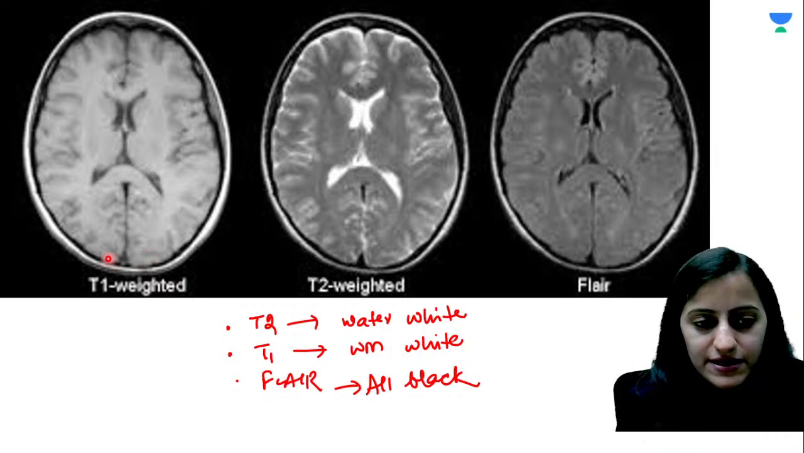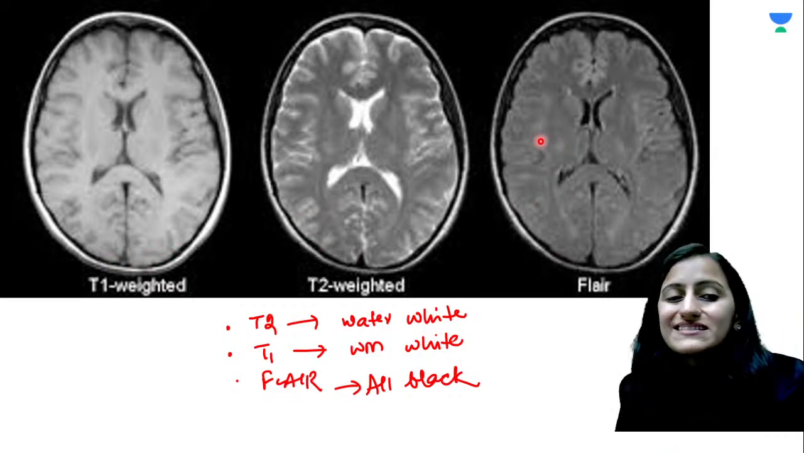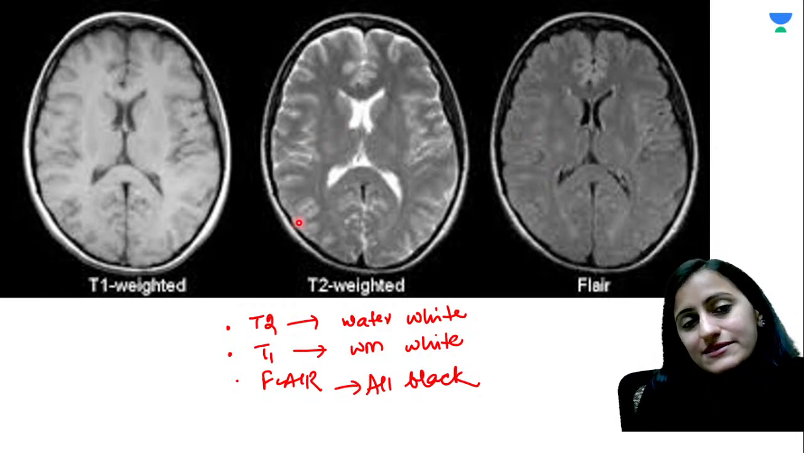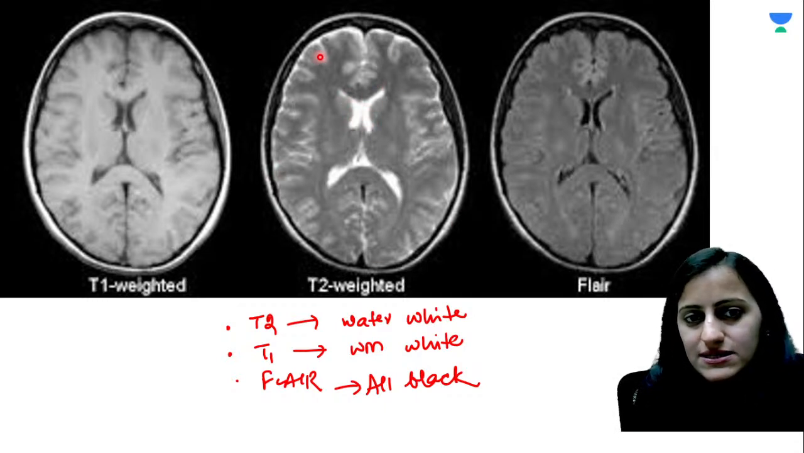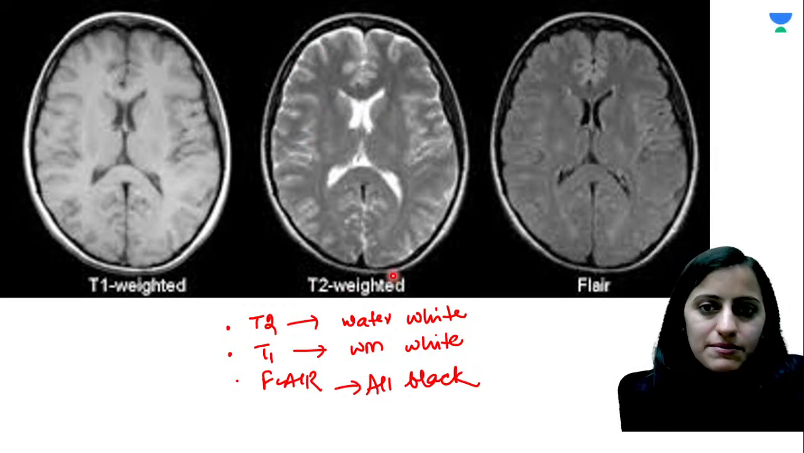So look at this one. All these are MRI. You see the black line. The bone cortex is black. It's an MRI. Now look at these sequences. Where is the water white? In the middle image. This is the water in the ventricles, the water in the sulcal space. Water white. It's a T2 weighted MRI.